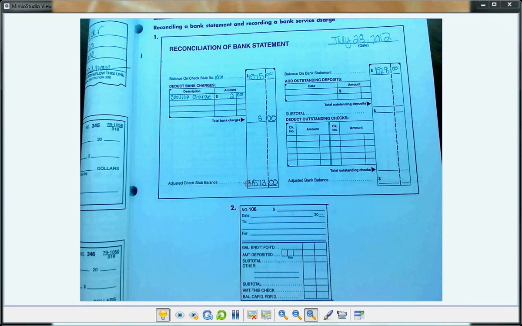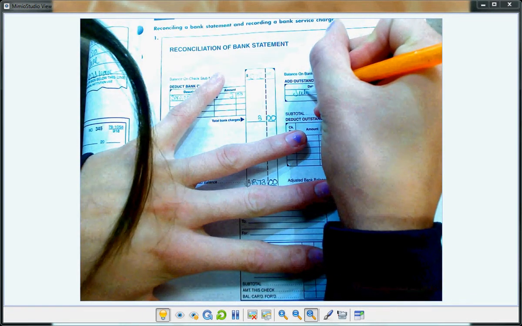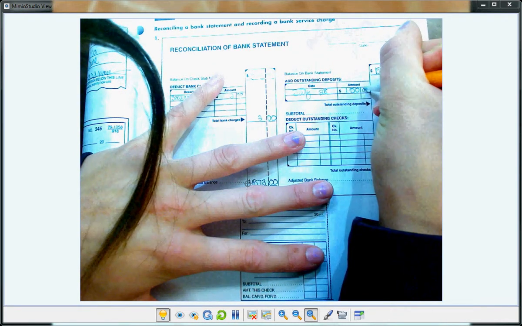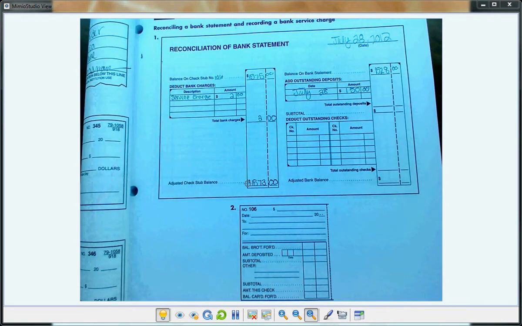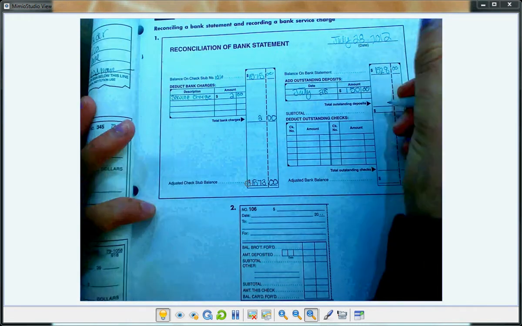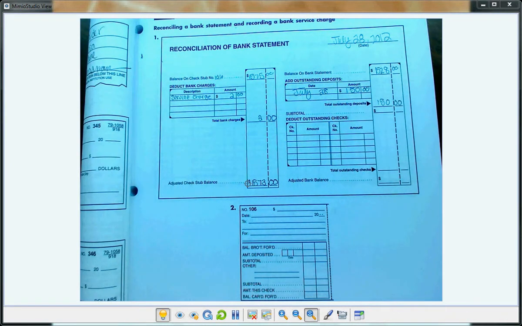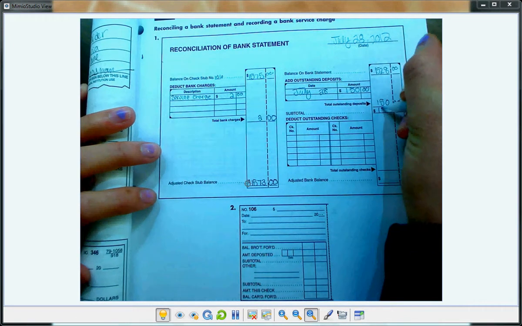Okay, then we'll go over to the next side. Outstanding deposit. Date is July 28th. The amount is $150. So total outstanding deposits is $150. So for our subtotal, are we adding or subtracting? Adding. So then our subtotal there is $1,678.